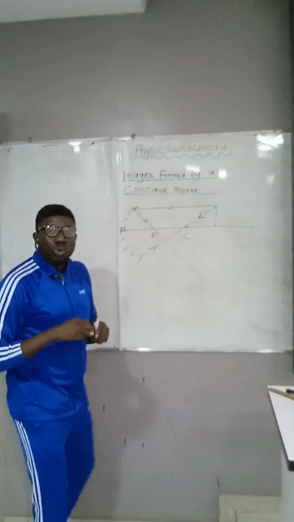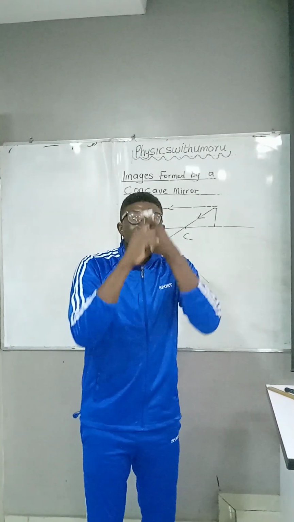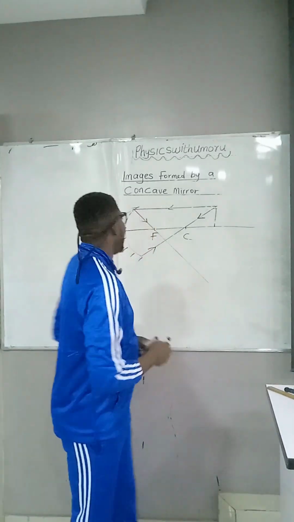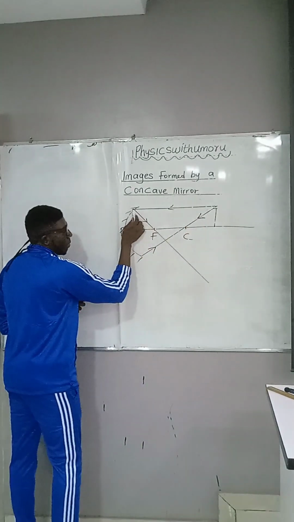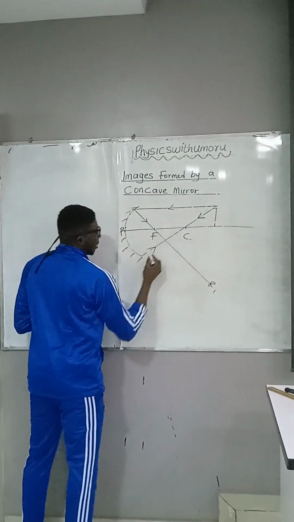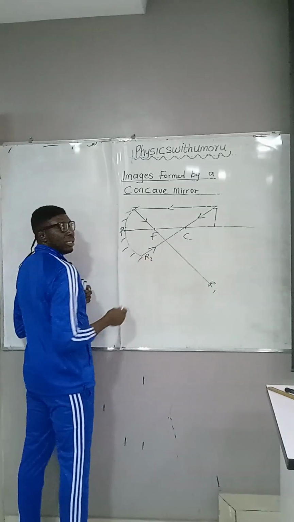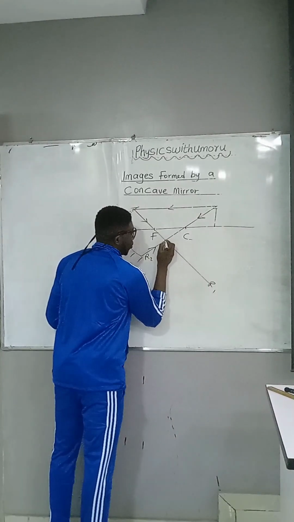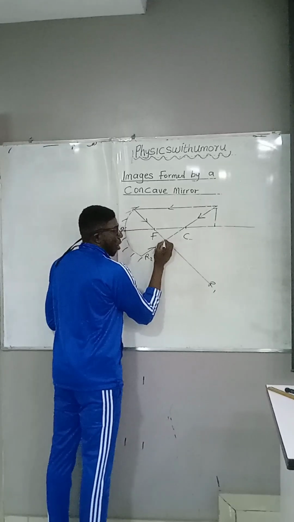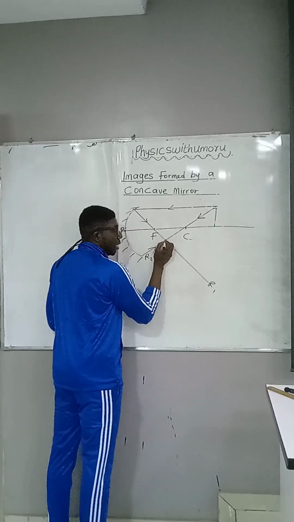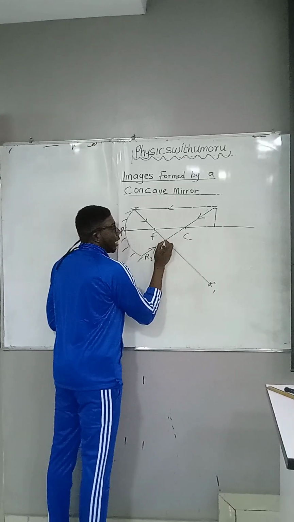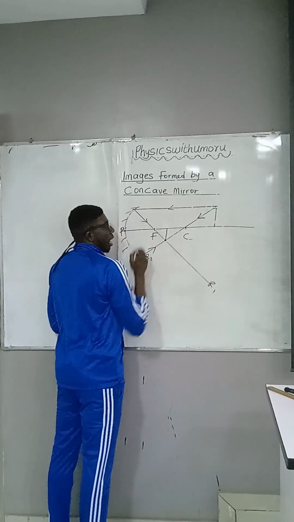So where the two reflected rays meet, this is where the image will be formed. If you look at this, this is the first reflected ray, and this is the second reflected ray, and these two met at this position. So from the point where the two rays meet, this is where the image will be formed. From here, you just draw a line up to the axis.